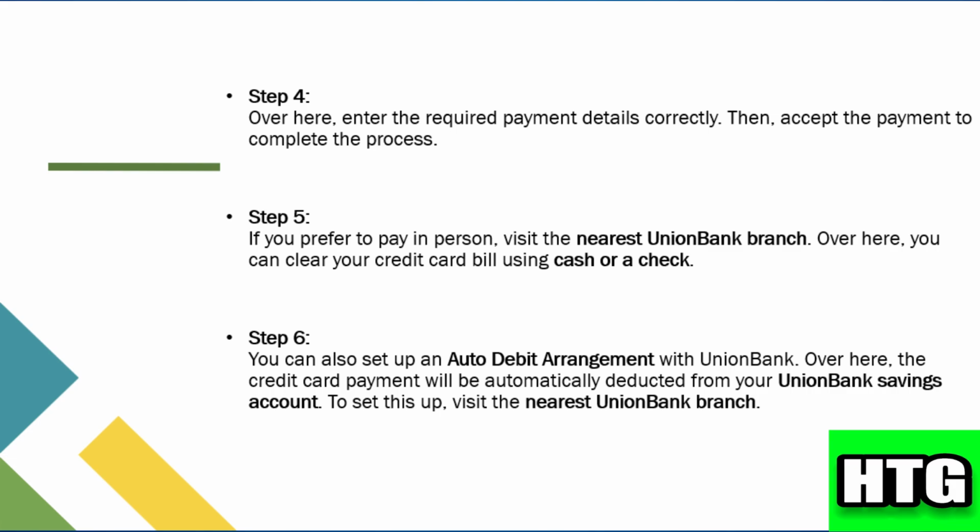Step 6. You can also set up an auto debit arrangement with Union Bank. Over here, the credit card payment will be automatically deducted from your Union Bank savings account. To set this up, visit the nearest Union Bank branch.